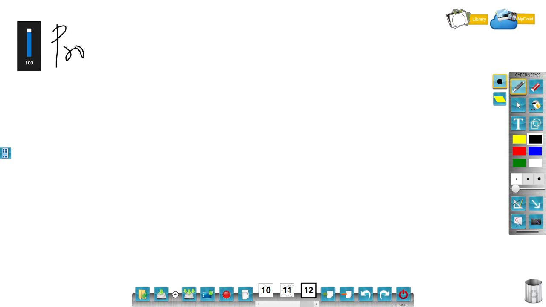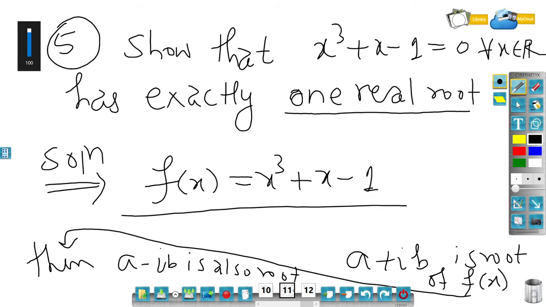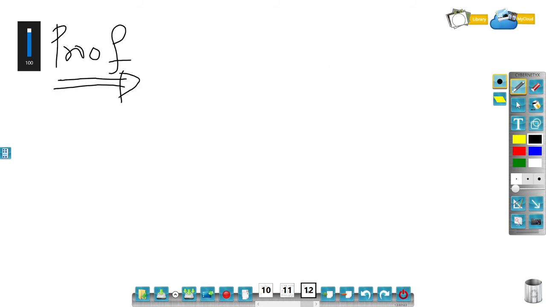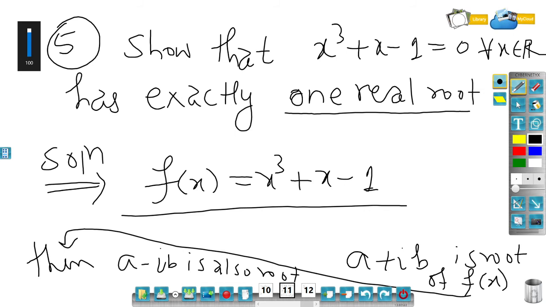So what I'll do, I will prove that first this polynomial has a root, right? So let's prove this. This polynomial has a root. So how will I prove that it has a root? You show that for one particular value it is positive and for one particular value it is negative. So if a function has a positive value as well as a negative value, then by the intermediate value theorem we can always say that the function has a root.